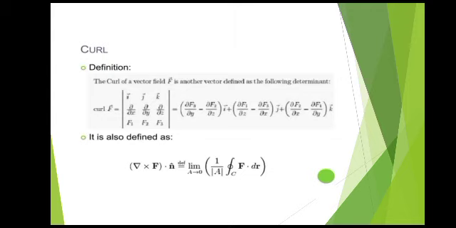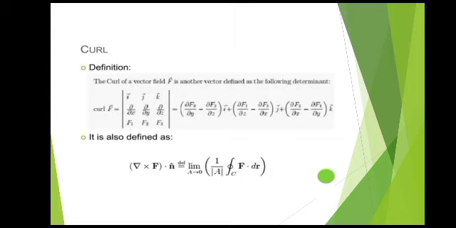Now, the definition of the curl: the curl of a vector field F is another vector defined as the following determinant, where curl F is equal to the determinant with rows vector i, vector j, vector k, then del upon del x, del upon del y, del upon del z, then f1, f2 and f3. It is equal to (del f3 upon del y minus del f2 upon del z) vector i plus (del f1 upon del z minus del f3 upon del x) vector j plus (del f2 upon del x minus del f1 upon del y) vector k.